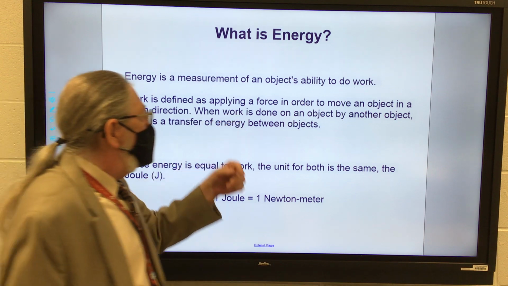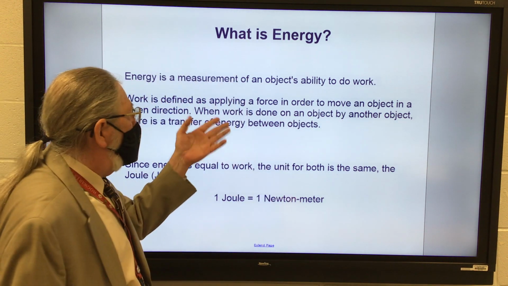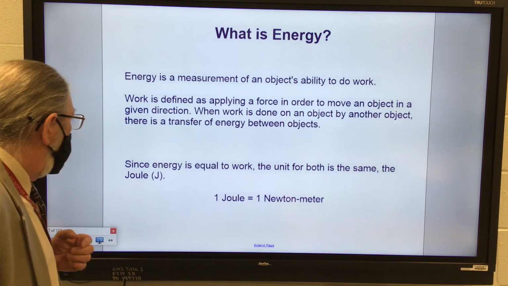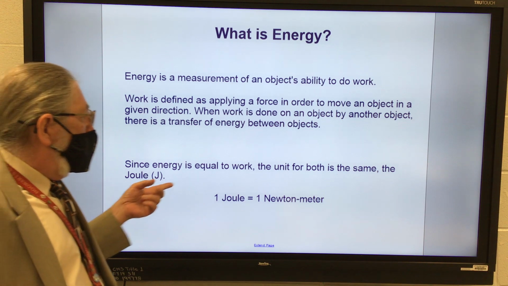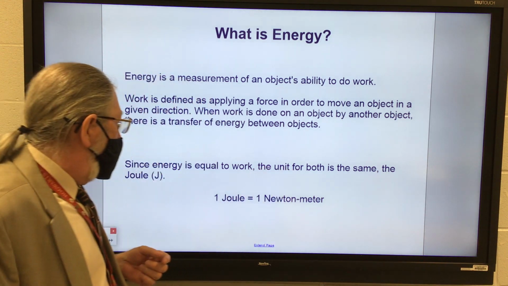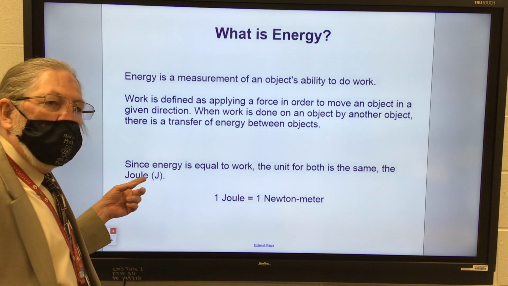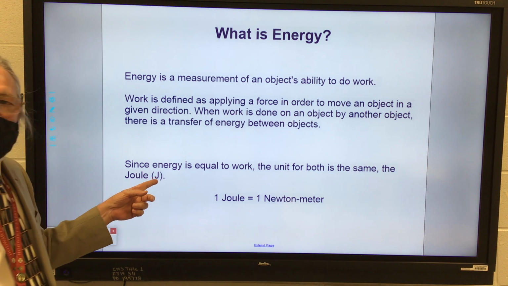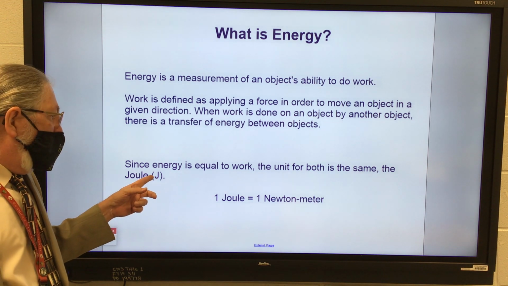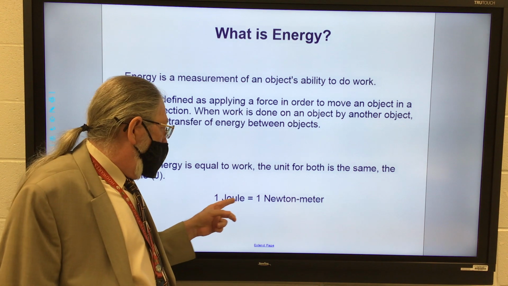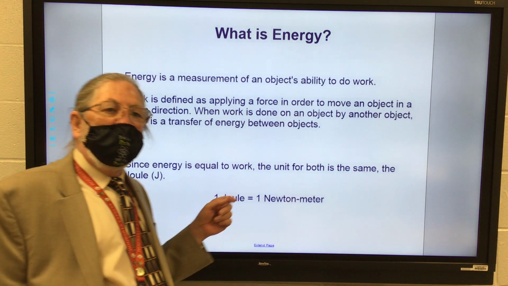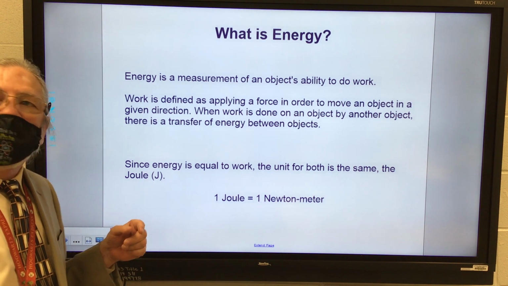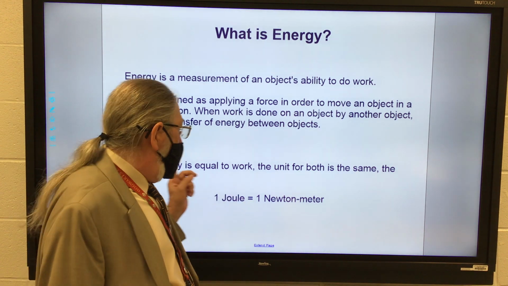When work is done on an object by another object, there's a transfer of energy between objects. Since energy is equal to work, the unit for both is the same, and it's the joule, J-O-U-L-E. You'll see it in a math problem as J, or sometimes you'll see 1 joule equals a Newton meter. Remember Isaac Newton? Did we talk about Isaac Newton before in here? So energy is measured in a joule.